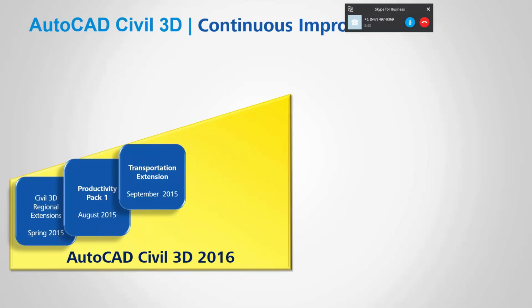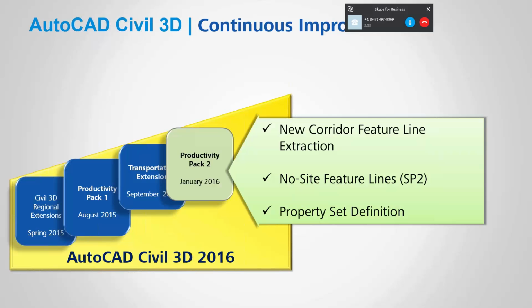Productivity packs that have included a number of different new tools that have just been incremental new functionality that we wanted to add onto the product and make available to you folks. The Transportation extension that we've had out there for a couple different versions. And then most recently, we released Productivity Pack 2 for 2016, which has a couple of new features like the new workflow for extracting corridor feature lines and having the option for the feature lines to be outside of a site, and also some new stuff around adding custom properties onto your Civil 3D objects.